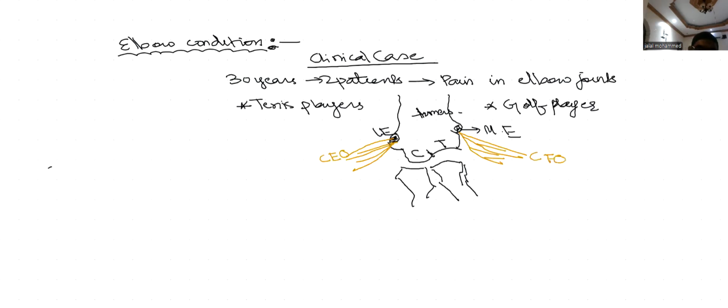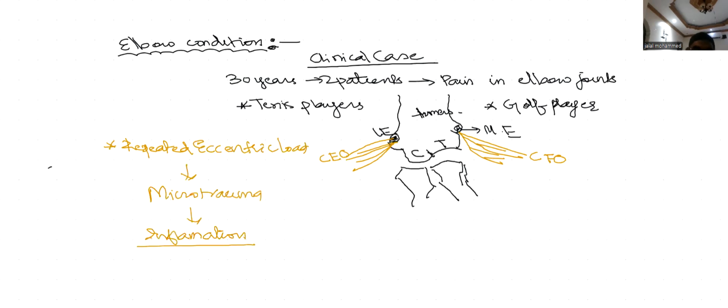What is happening in these patients is that, due to repeated trauma and repeated eccentric loading of the tendon, microtrauma is happening. This microtrauma induces inflammation. This inflammation is at the tendon and epicondyle junction. It is called epicondylitis.